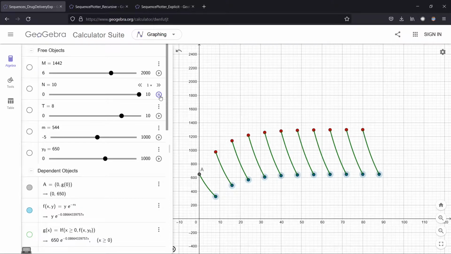We actually get two very important sequences here. So this is after 10 dosage cycles. Basically, we take our initial dose, the medication decays, we take another dose, the medication decays again, we take another dose, the medication decays, another dose, and so on and so forth. And so what we have here are two very important sequences associated with this process.